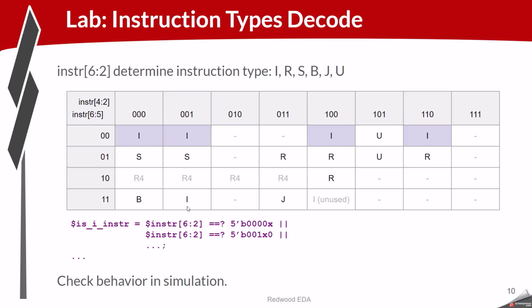The first line here is determining whether we fall into these two boxes here. I'm using this funny =? operator, which allows me to compare binary values that have don't cares. So this is saying if the 5 bits from 6 down to 2 are 0, 0, 0, 0, and I don't care what the last bit is, that gives me the 0, 0, 0, 0, 0 case and the 0, 0, 0, 0, 1 case.